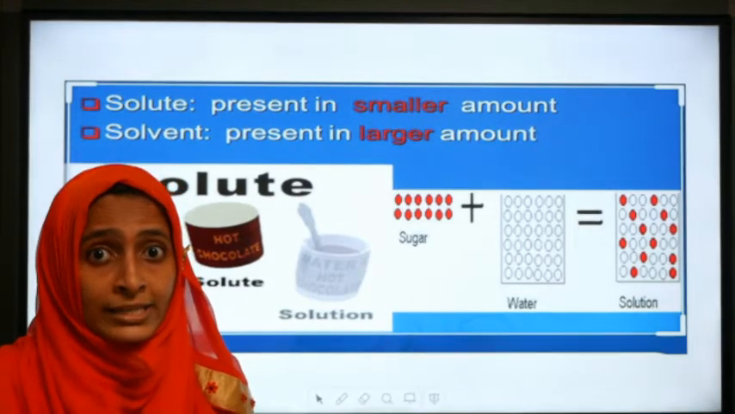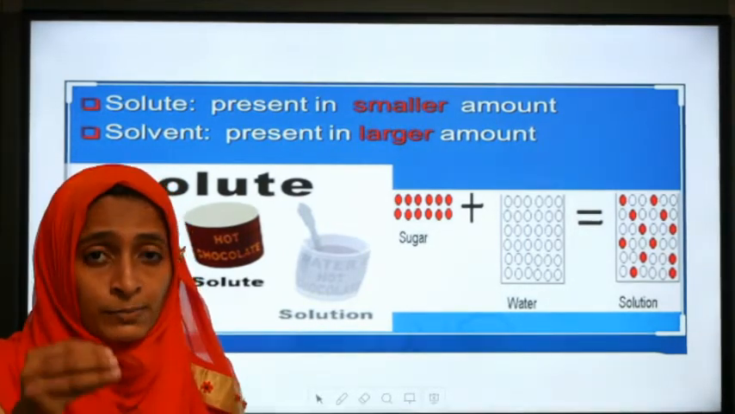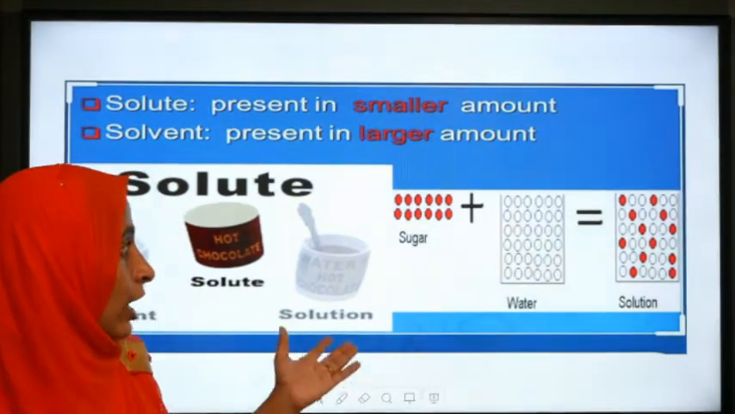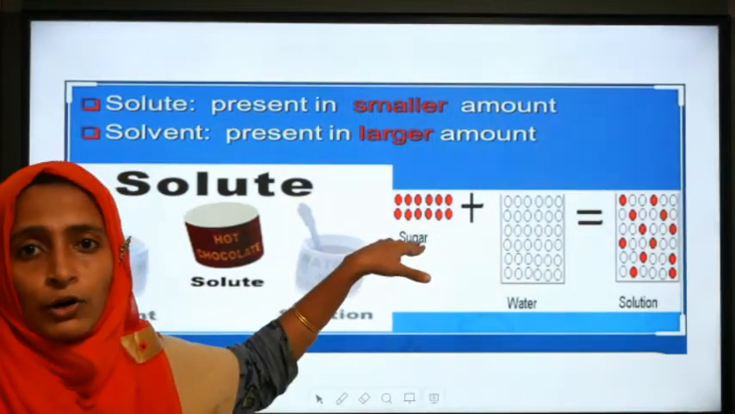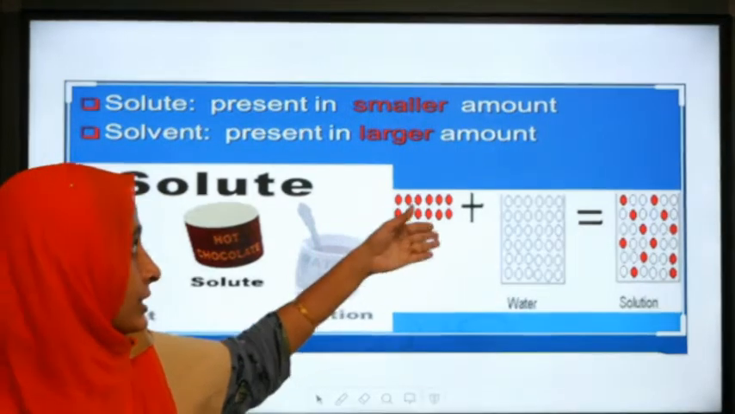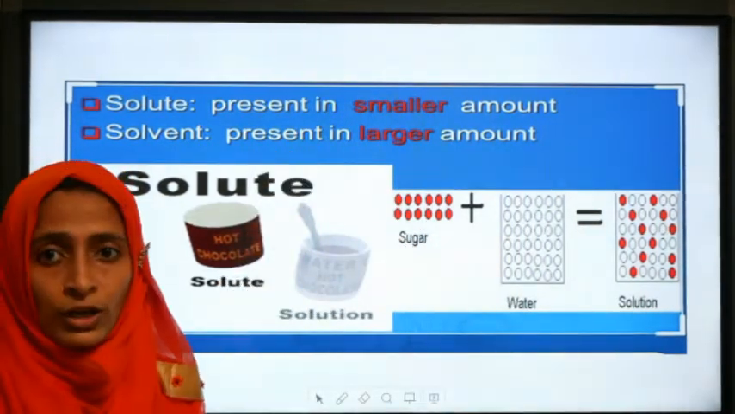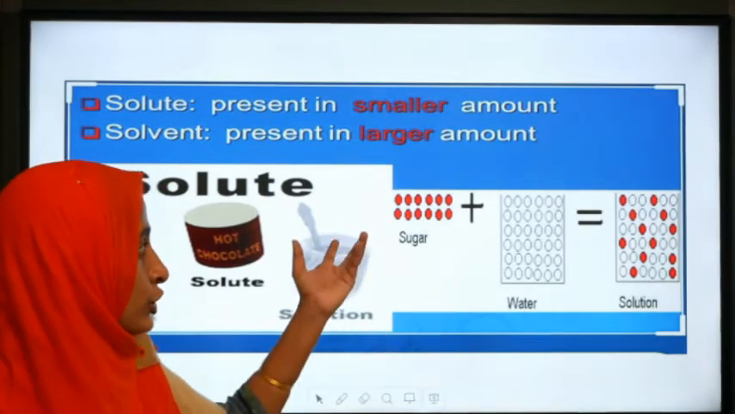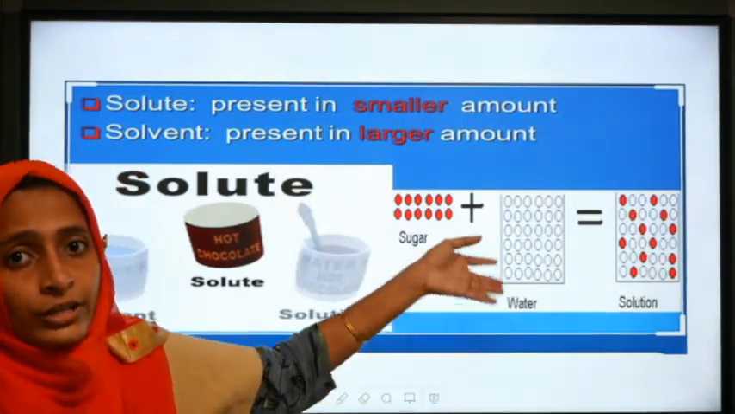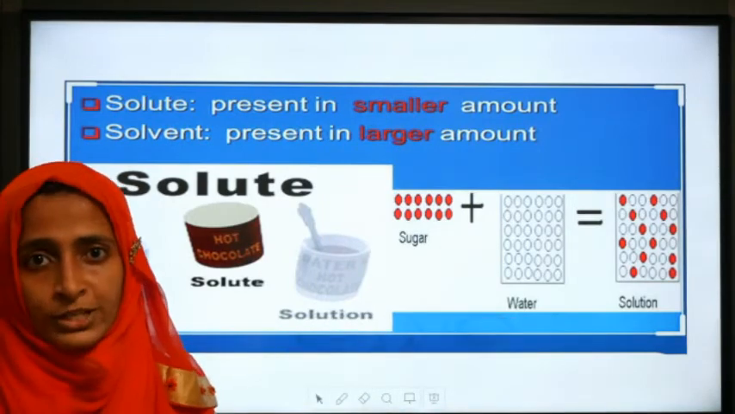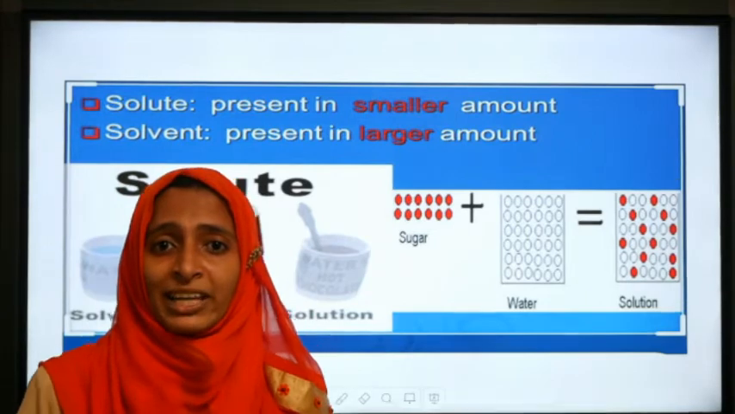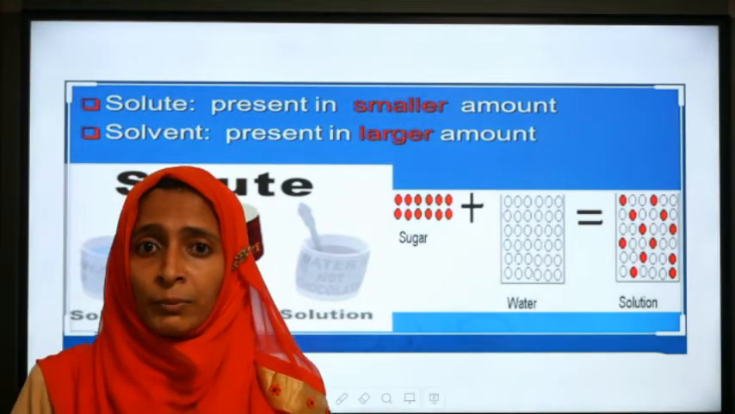A spoon is always smaller than a glass, isn't it? So we are taking a smaller amount of sugar or salt. Such things are called solute. What is taken in smaller quantity is the solute, and what is taken in larger quantity is the solvent. Normally you will be having a doubt how I will remember this.